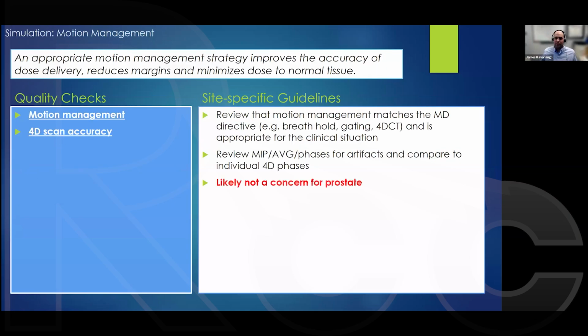And then I'll kind of just skip past this altogether. This is really not applicable for the pelvis, which makes it easier in this particular sense, but motion management, 4D, there's nothing that's going to be following the respiratory motion consistently.